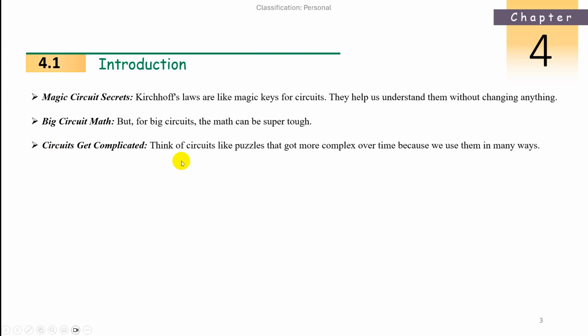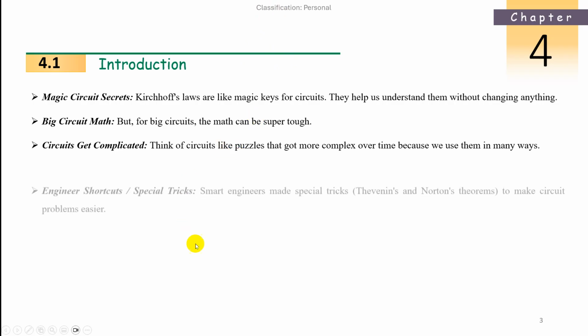Next, circuits get complicated. Up to small circuits, okay. Think of circuits like puzzles that got more complex over time because we use them in many ways. I showed in chapter one a very big circuit of a radio. Many resistances, capacitances, inductances and amplifiers are there. When such big circuits come into the picture, these laws cannot work alone. Kirchhoff's law and Ohm's law are not sufficient to finish the job, so we have to think more.